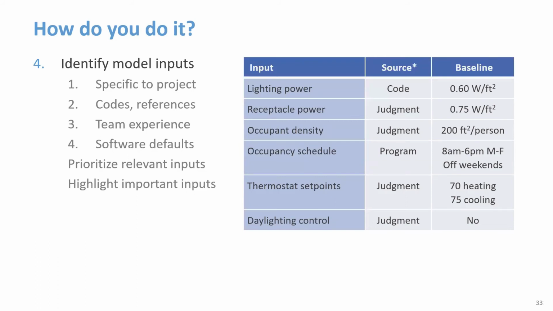Then identify model inputs. So the overall goal, of course, is to make the model as accurate as we can so that project-specific inputs are the first choice. And this is where input from the design team and the owner is important for success. But on most projects, there's limited project-specific design information available at the time when a simple box model is created. So many of the model inputs will need to be based on typical values or default values.